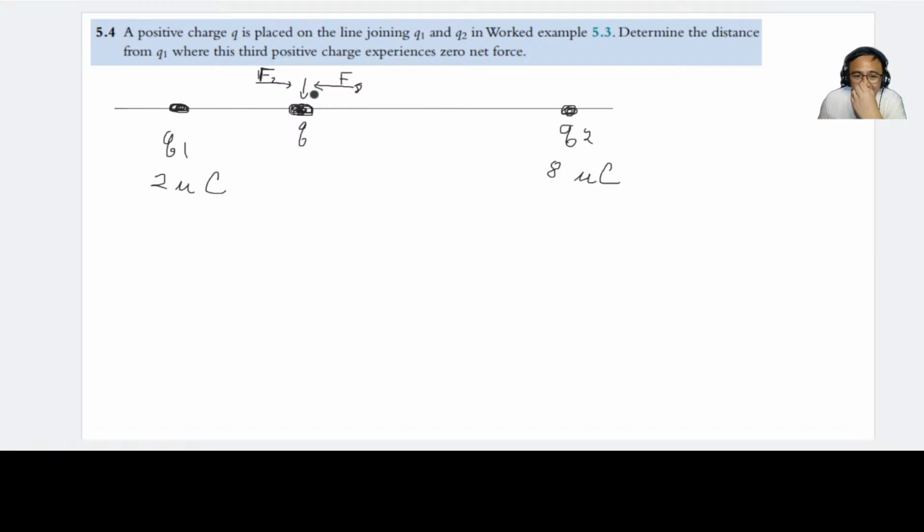Okay. How do you determine that now? How do you determine the distance from Q1? So you're looking at this distance d. Any idea how to do it?